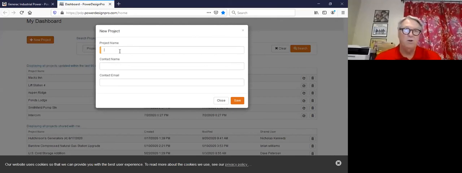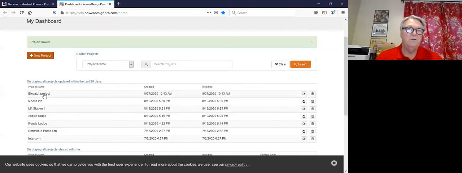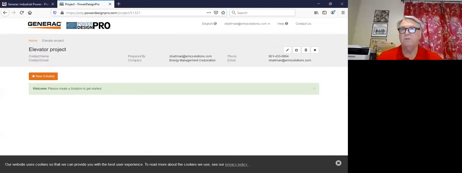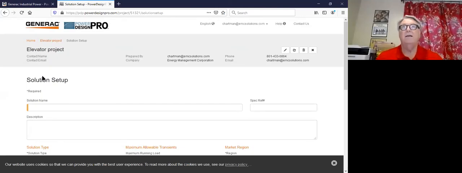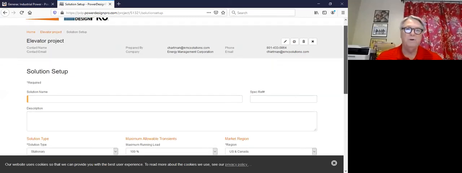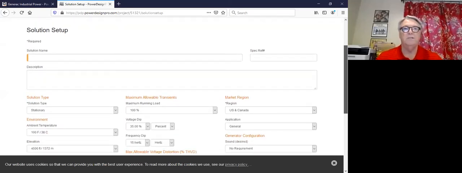So I'm going to create a new project, and I'm going to call it the Elevator Project. I could put my name and email if I want, but I'll save that. And then you'll notice down here is my Elevator Project. It's added those to my projects. If I click on that, I go to my first screen, I hope. Oh, I'm sorry, I've got solutions. And I can have several solutions. I can do 3, 4, 5 different solutions with different loads and different generators for the same system.